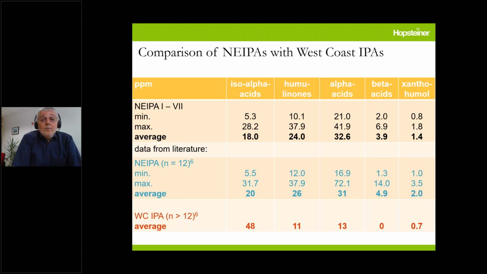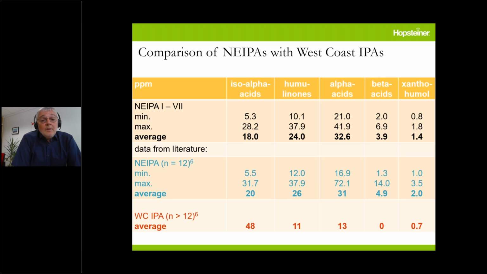And now the comparison with the West Coast IPAs. These are also from literature, more than 12 samples. I don't know exactly how many have been analyzed in this study. With regard to iso-alpha acids, the average value of West Coast IPAs is more than double as high as compared to the New England IPAs. It's 48, whereas the humulinone and the alpha acids content is considerably lower. There are no beta acids detectable in West Coast IPAs, and the xanthohumol content is also lower.